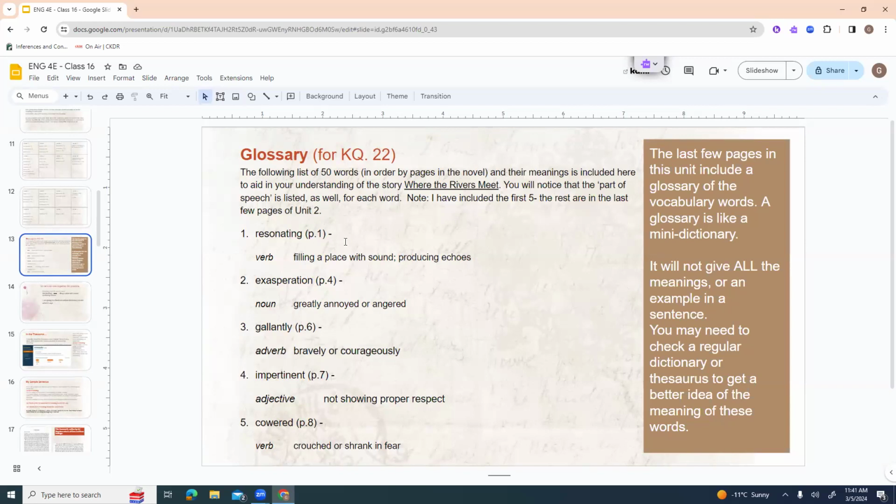So number 1 is resonating. It's on page 1. It's a verb. And the definition is filling a place with sound or producing echoes. Number 2 is exasperation, page 4. Also, this is a noun, greatly annoyed or angered. Gallantly on page 6 is an adverb, bravely or courageously. Impertinent on page 7, an adjective, not showing proper respect.